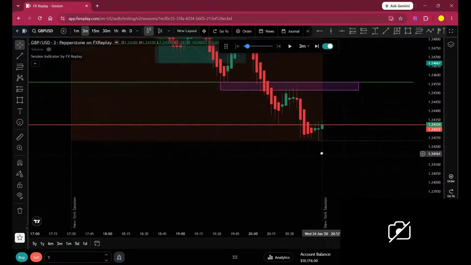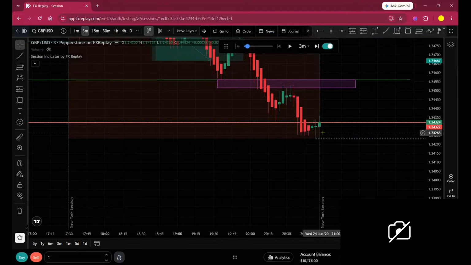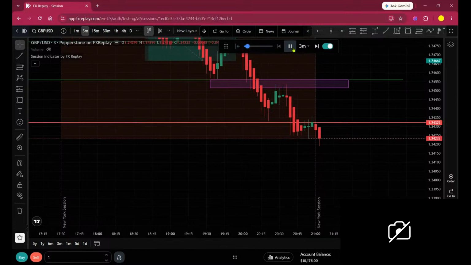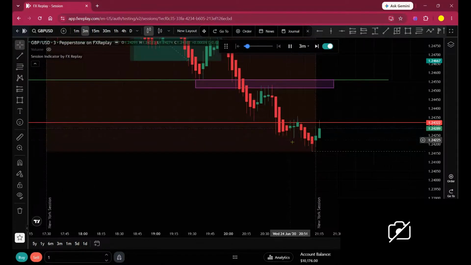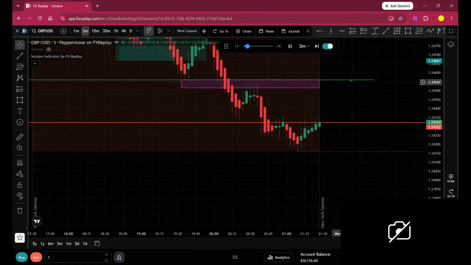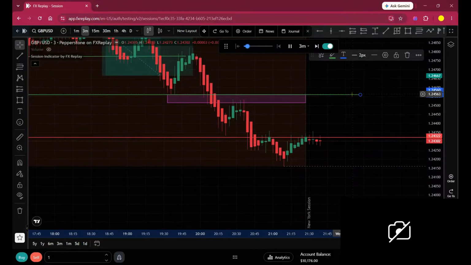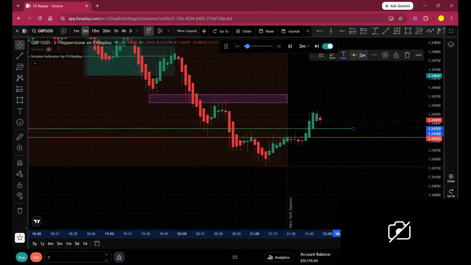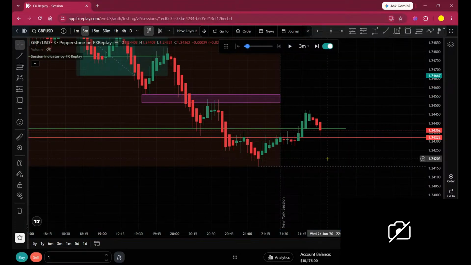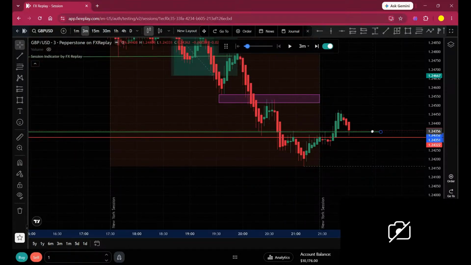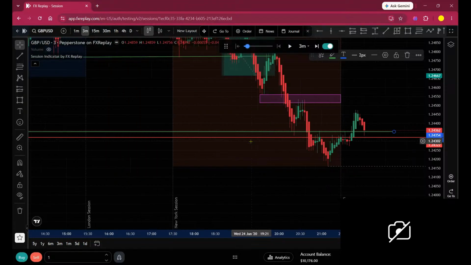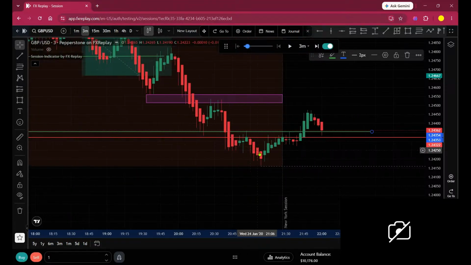The London session is about to close. London will close around 9:30. It retraces this level, and then here we have a level. Okay, now the market has this level. This level also, you can say that the market has swept this low.